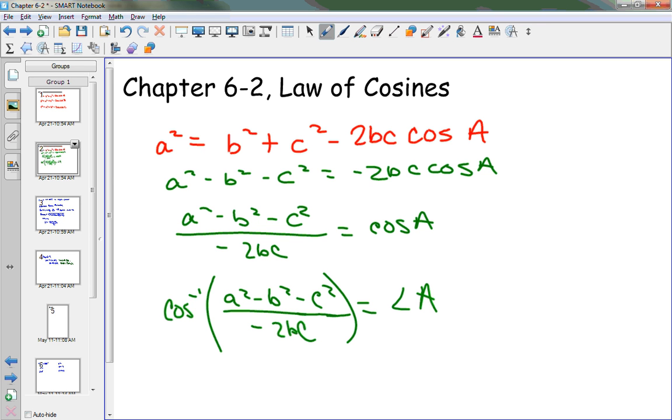I'm not going to cause myself more work. I'm okay with having negative 2bc down at the bottom. If you're not okay with it, then you can simply go ahead and put the negative up top to make that negative a squared positive b squared positive c squared. Do we all understand that? They are equivalent. Now, you can do that for angle B and angle C. Do we all get that, yes or no?